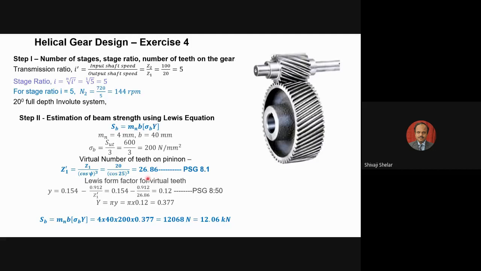Now we need to go for the Lewis form factor for virtual teeth. Again, there is a formula: y is equal to 0.154 minus 0.912 upon z dash. This y formula comes from PHG 8.50. Let's go back to the paper. Now why only this formula? Why not another formula? Let's check.